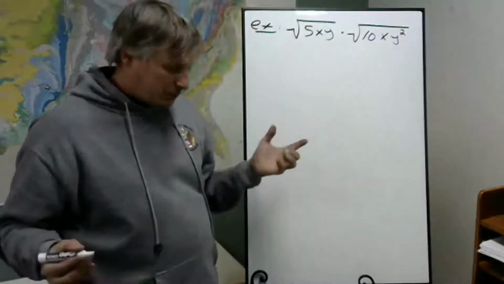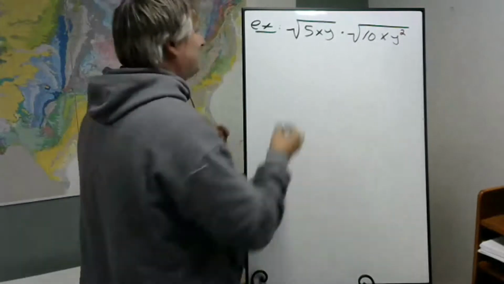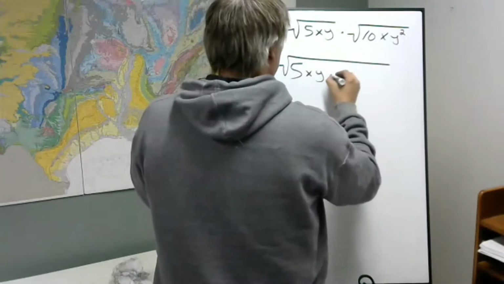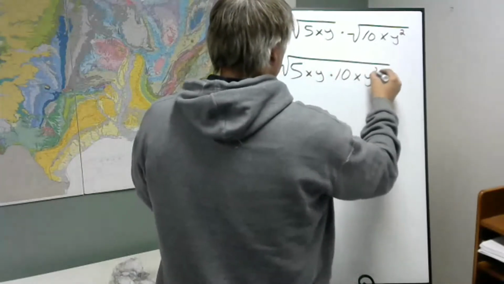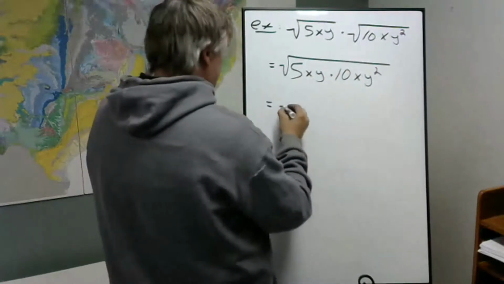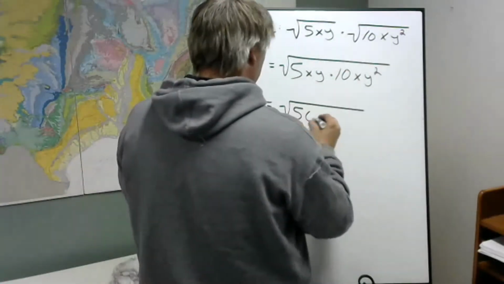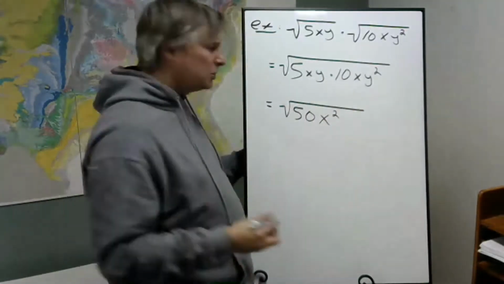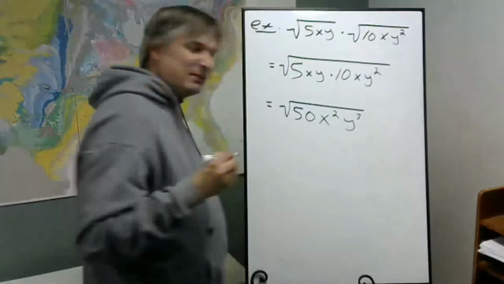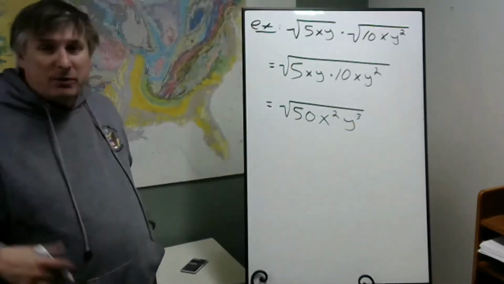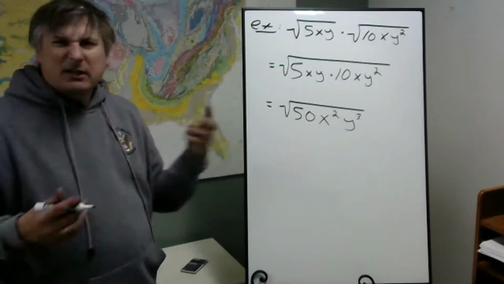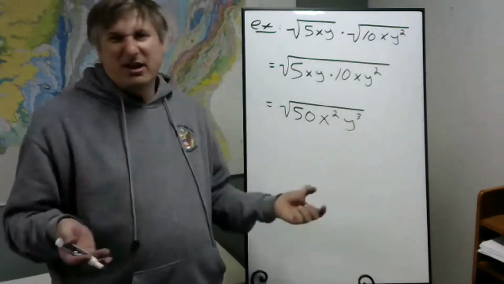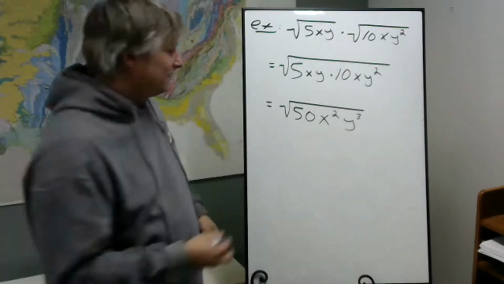Now again, they have the same root, so we can combine these. So we get 50, x times x is x squared, y times y squared is y cubed. Can we simplify this down? Well, again, we could break it into the number, the variable. And again, we're assuming all the variables are 0 or greater. Again, no negative values for variables, so we're not going to worry about having to take absolute values.